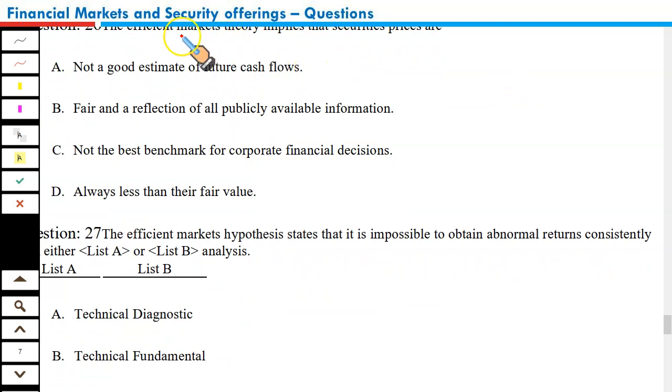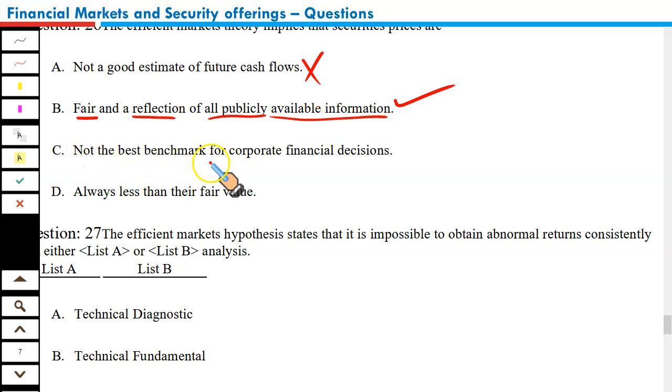Question 26. The efficient market theory implies that security prices are not a good estimate of future cash flows. In fact, they are. Your securities are priced based upon the present value of the future cash flows, which you call the dividend discount model. So this is not true. Security prices are fair and a reflection of all publicly available information. This is true. It's a correct statement.